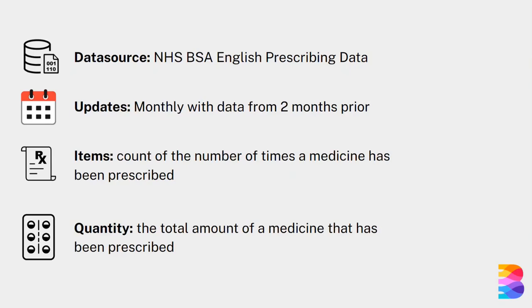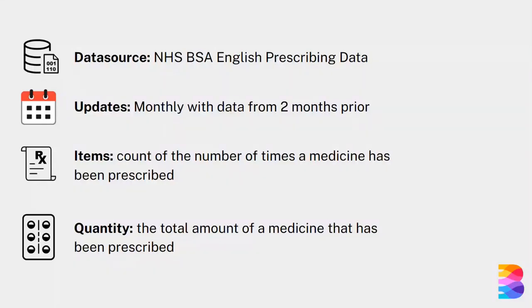Then the other unit is quantity. So we talk about the total amount of medication that has been prescribed. For solid dose forms, it's pretty straightforward. It's generally things like the number of tablets or capsules. So for the amlodipine example, it would be 28 tablets.